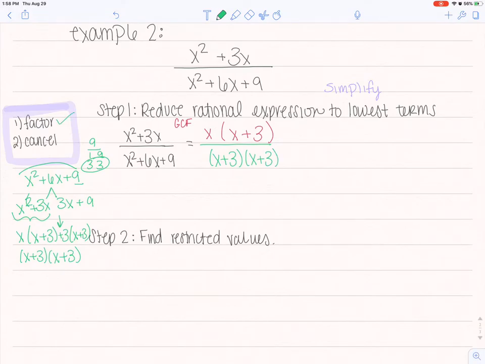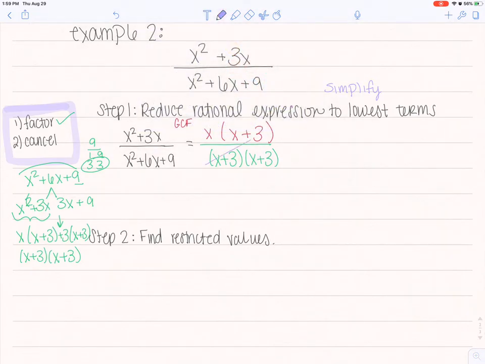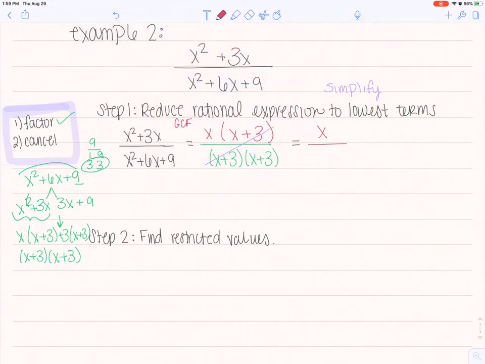Now that I have factored, that's step 1 over here on the left-hand side. Now that I have factored, now and only now can I cancel. So these have a common factor of x plus 3. So I'm going to cross those out because both of those are factors touching multiplication. So I am left with x over x plus 3. I cannot cancel these x's because the one on the bottom is not a factor. It is not touching multiplication. So that is actually my final answer. X over x plus 3.